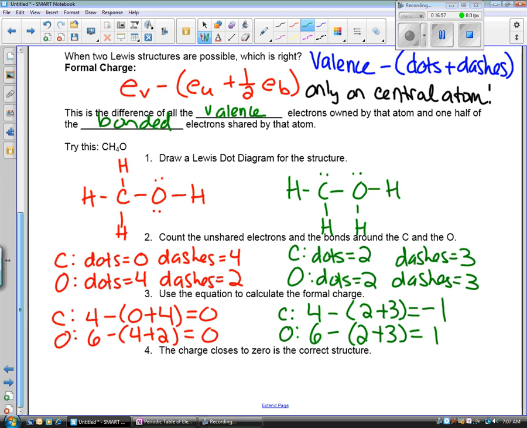So the one with the more zeros, or the 0 for your central atom, is the correct one. So that one's correct. Even though the other one balances out to 0, you want the one that has your central atom at 0. So it doesn't matter if you chose carbon or oxygen in this case as your central atom. You would have gotten the same one as being correct as the red one.